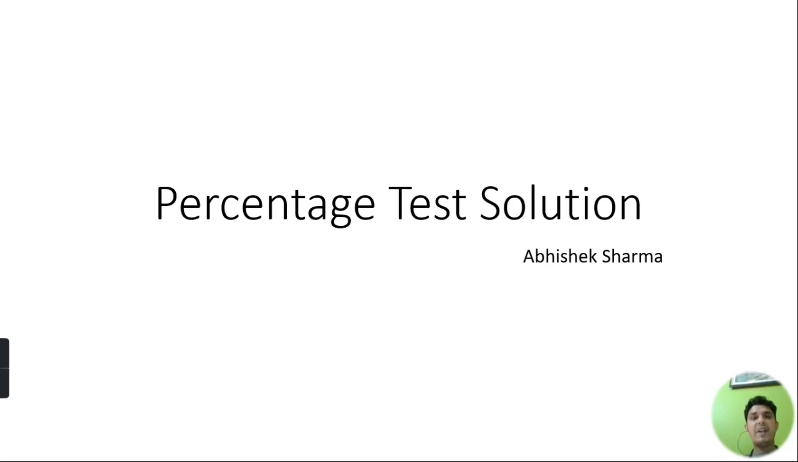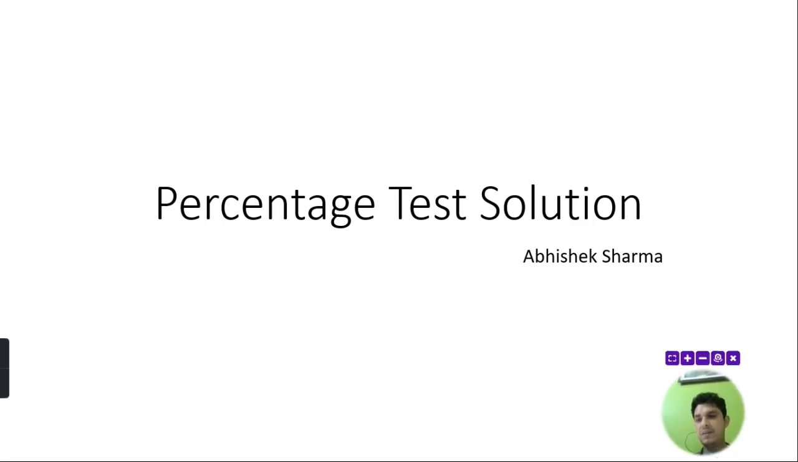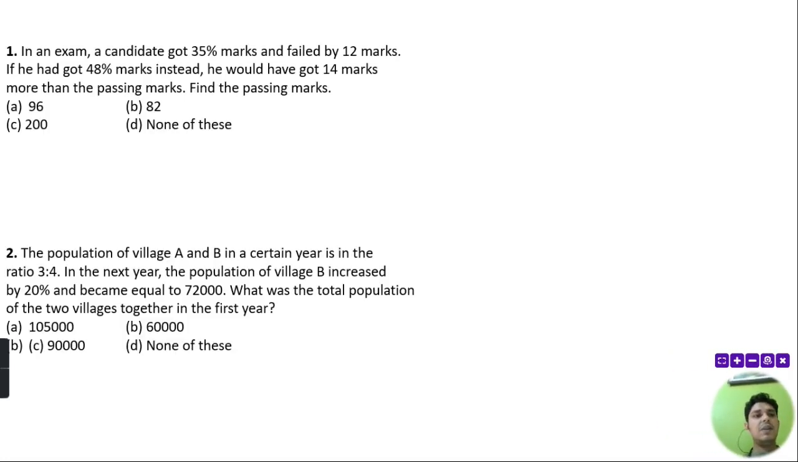The question number one that we have is: in an exam, a candidate got 35% marks and failed by 12 marks. So we can simply write that if a candidate got 35% marks, he failed by 12 marks. That means if he had got 48% marks instead, he would have got 14 marks more than the minimum passing marks.